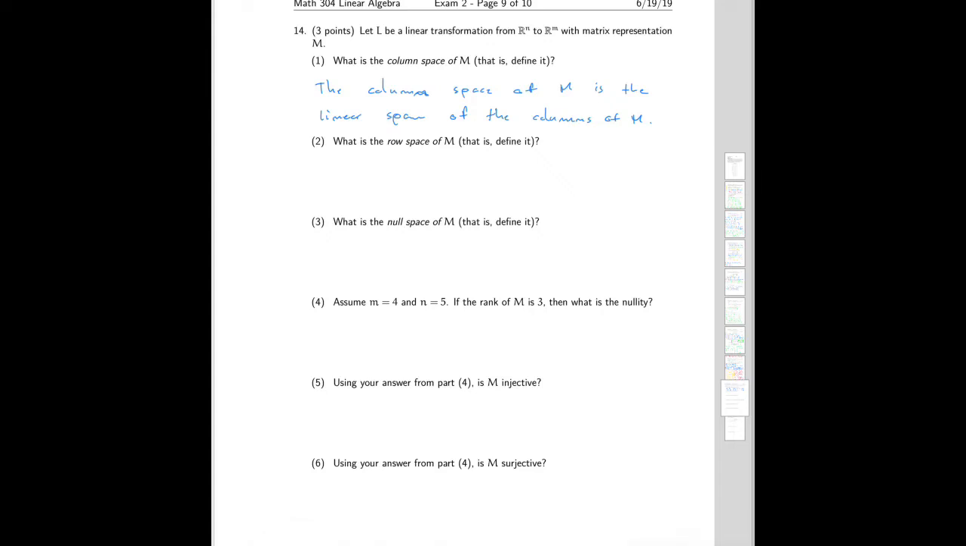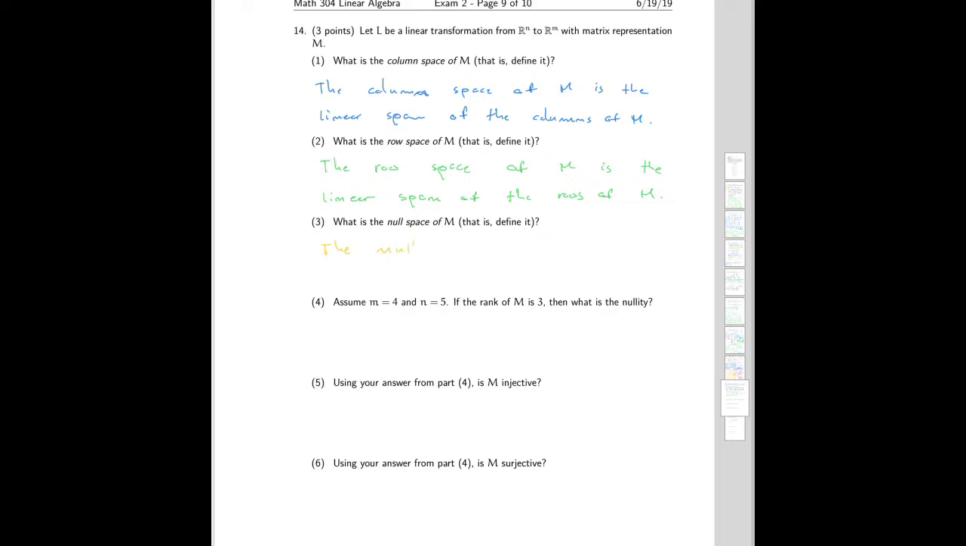Okay, and please write in complete sentences when you take the exam. Don't just say the linear span of the columns of M. Write in complete sentences. What is the row space of M? The row space of M is the linear span of the rows of M. Okay? Next thing that we want to define is what is the null space of M.